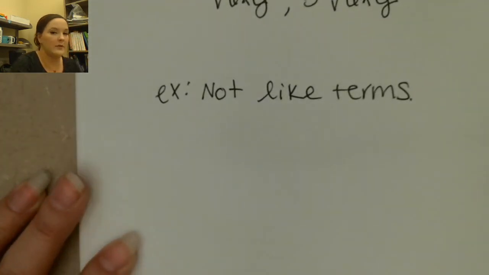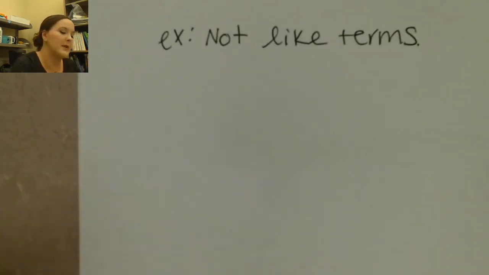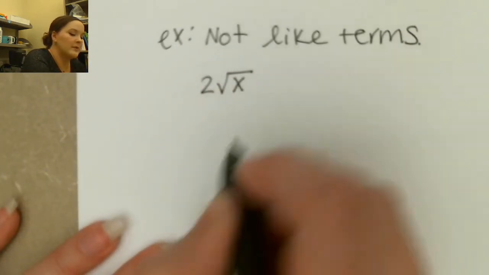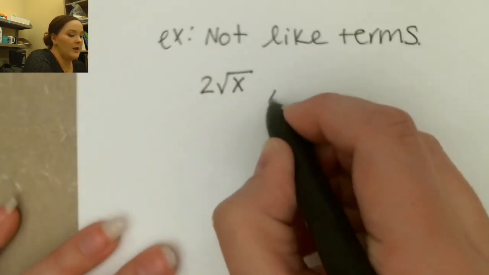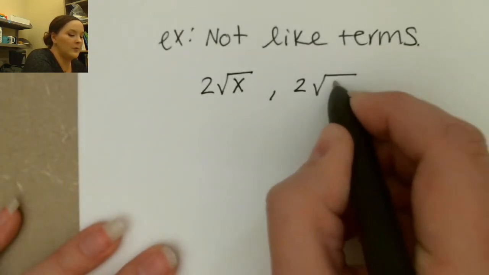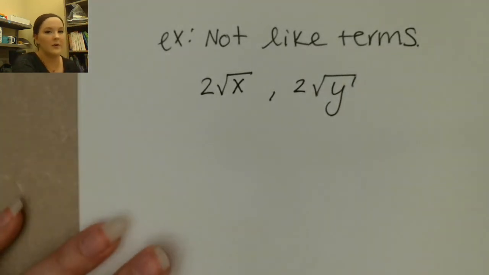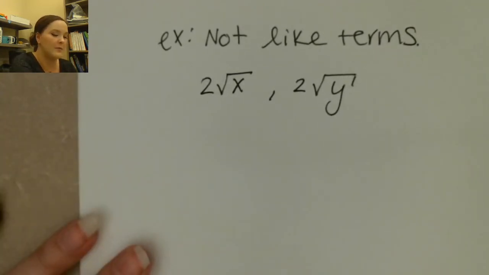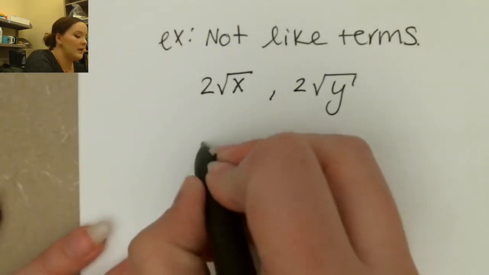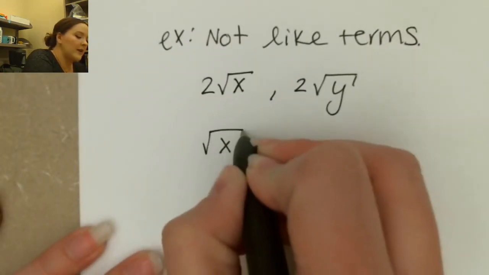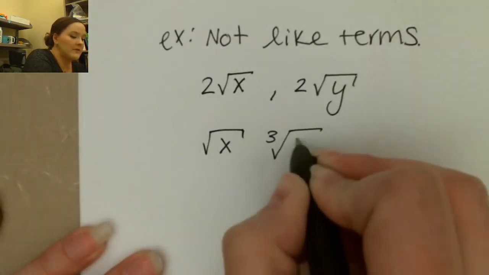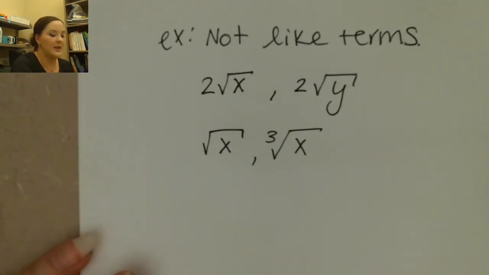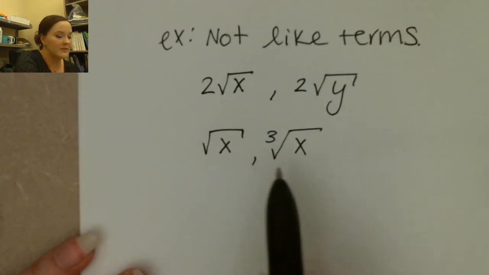Okay, so we're going to look for things that are not like terms, but they may seem like they're like terms. If you have something like 2 root x and 2 root y, those are not like terms. Even though they have the same coefficient, they have different radicands, which makes them not the same. If you have square root of x and cube root of x, those are not like terms either. They have to have the same index, and these two have different indices.